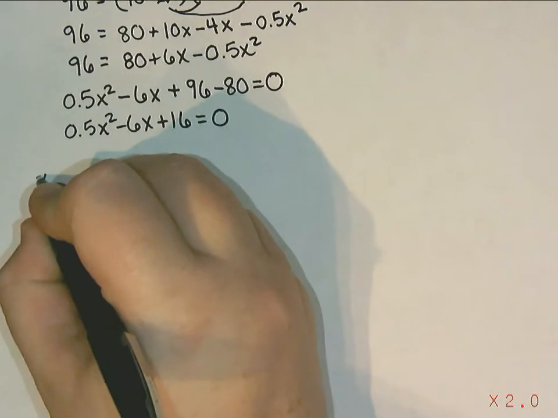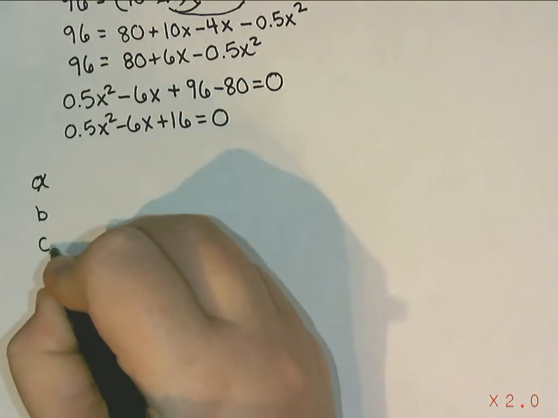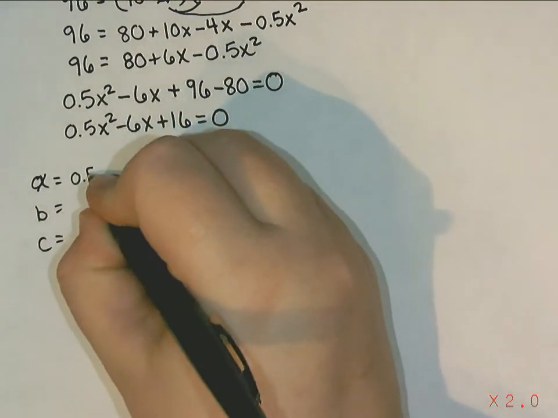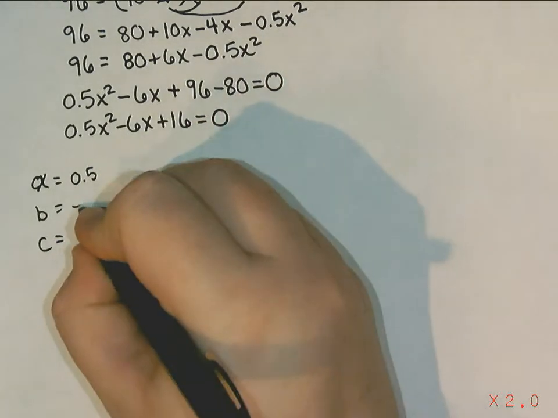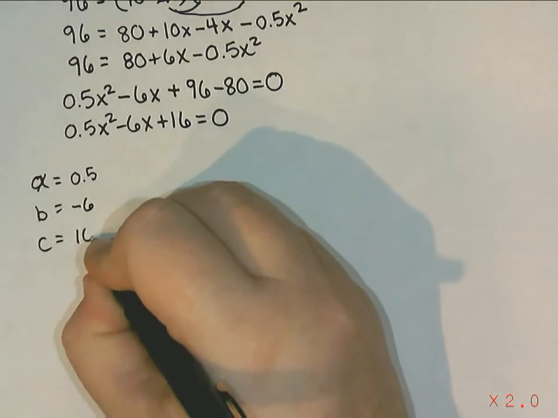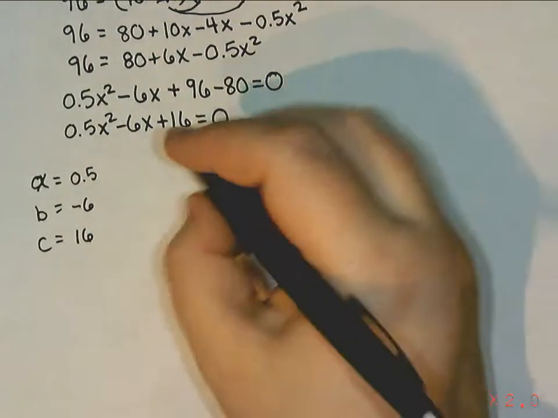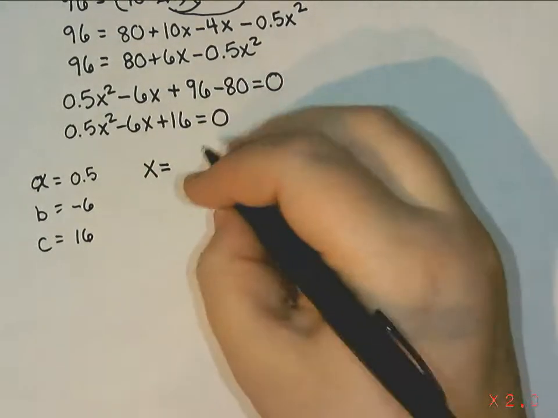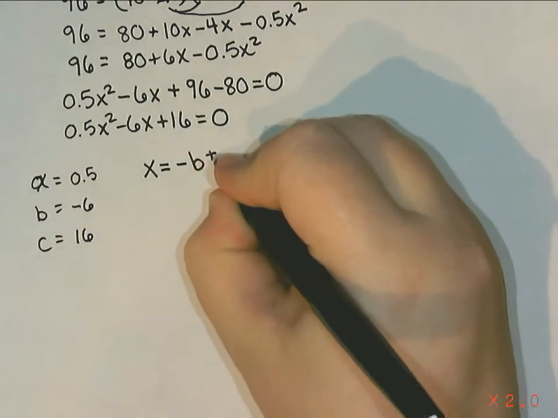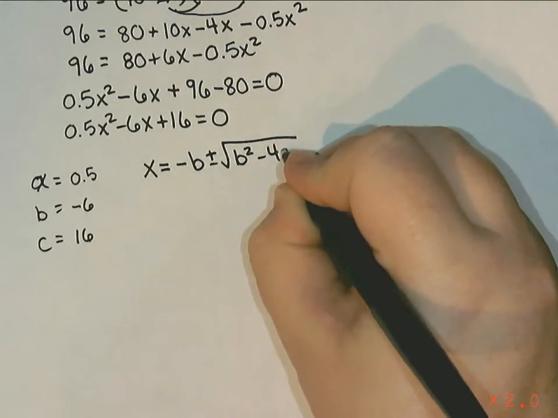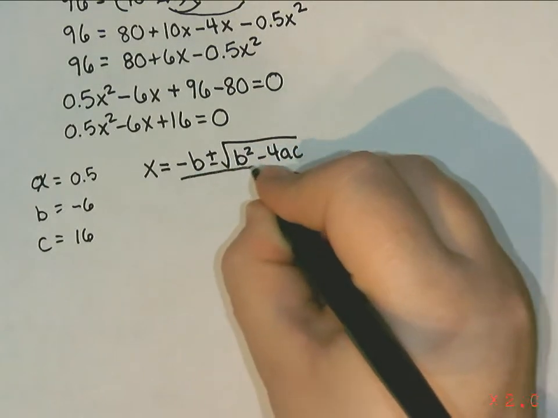So the quadratic formula, I'm going to list my A, B, and C. A is always the number in front of the x squared, so that's 0.5. The B is the number in front of the x, which is negative 6. And the C is the number that doesn't have an x, which is the 16. And then I always like to write down the formula. So I have x equals negative b plus or minus square root b squared minus 4ac all over 2a.